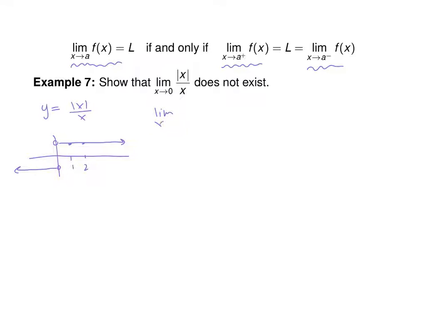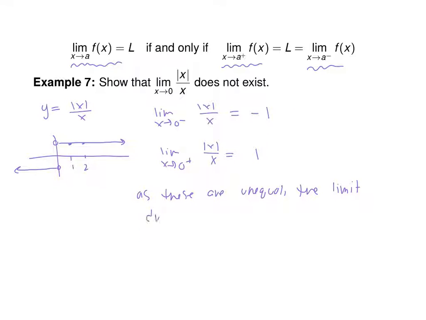So what is the limit as x goes to 0 minus of absolute value of x over x? Negative 1. How about the limit as x goes to 0 plus? 1. And as these are unequal, the limit does not exist.